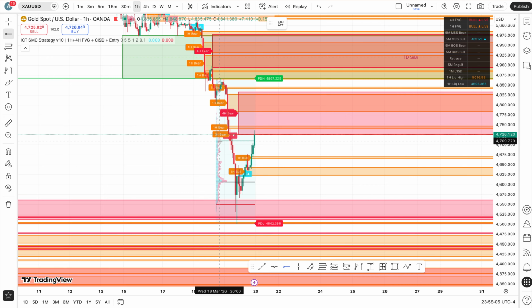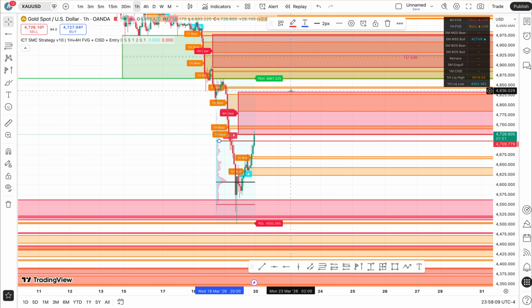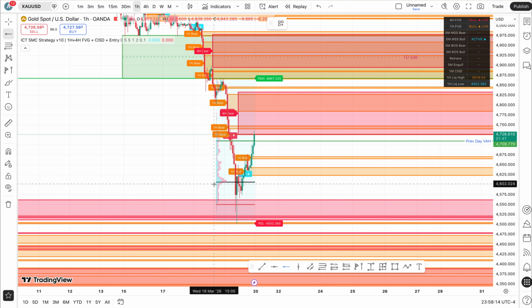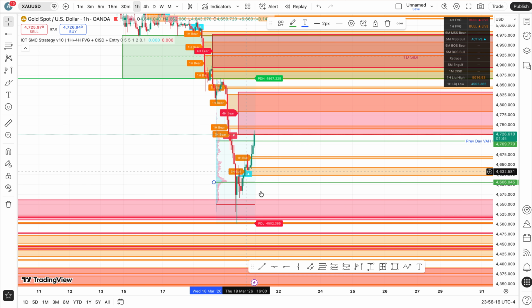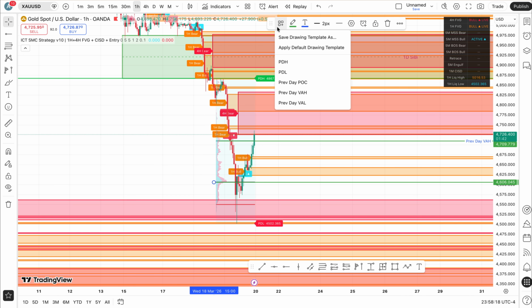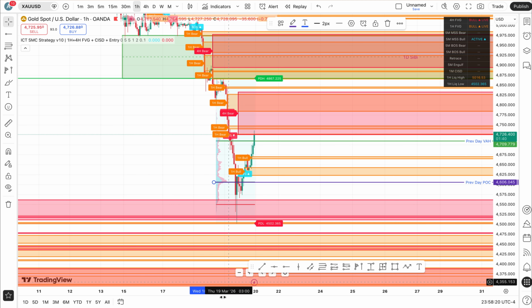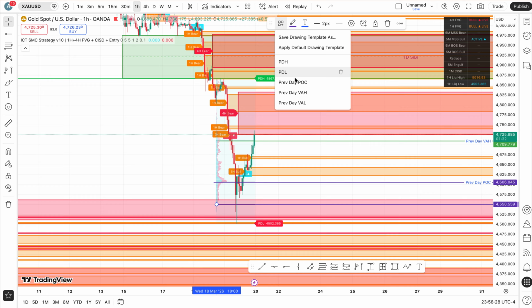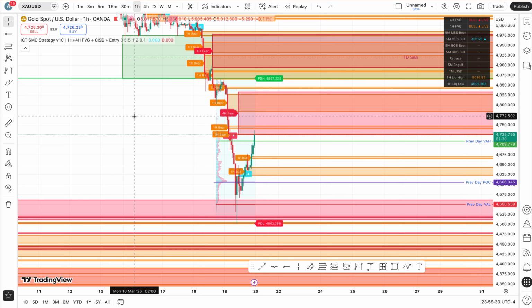This is your previous day's value area high. This is your previous day's point of control. This is your previous day's value area low. Ensure these levels are marked accurately, right? So let us analyze the volume profile.